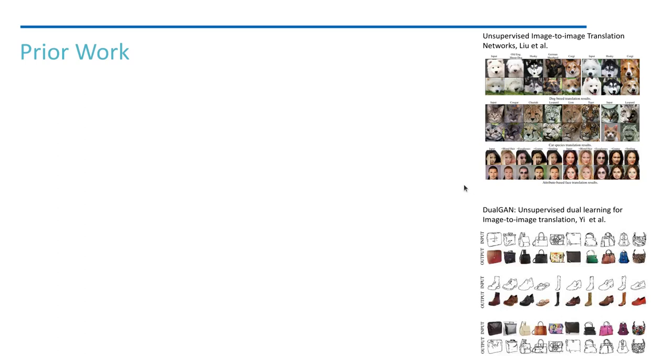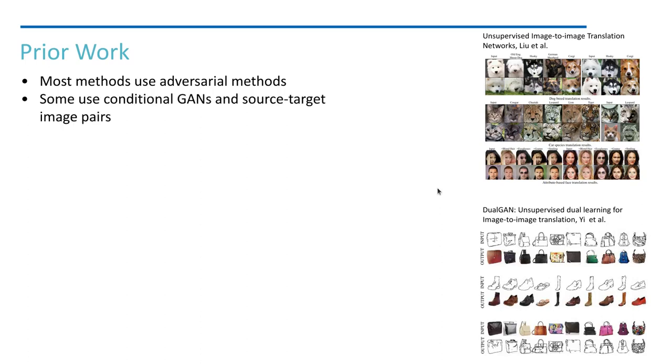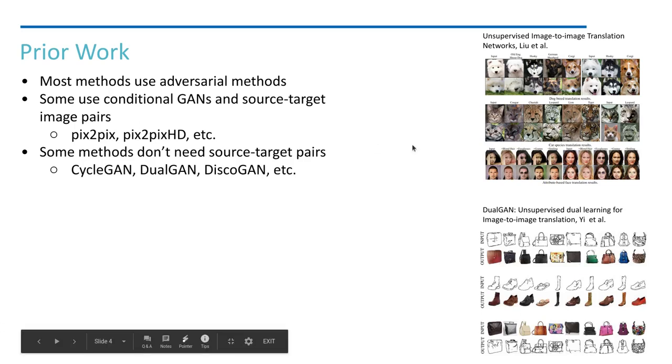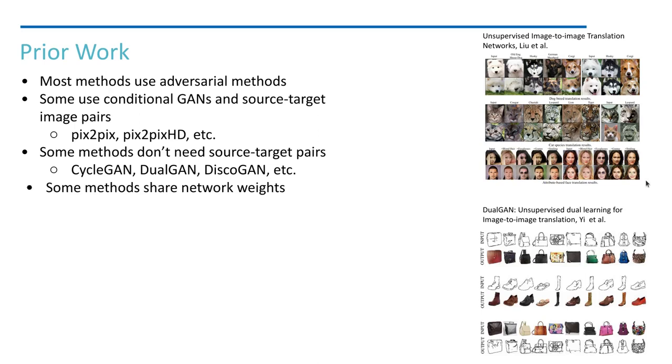Most of the prior work has focused on tasks as discussed in the previous slide. Adversarial methods that involve GAN either share network weights or use mechanisms that involve a primal GAN and a dual GAN. Methods like pix2pix and pix2pixHD use conditional GANs with the help of source-target pairs to learn a mapping from source domain images to target domain images. However, works like CycleGAN, DualGAN, and DiscoGAN learn the mapping without using any paired images.